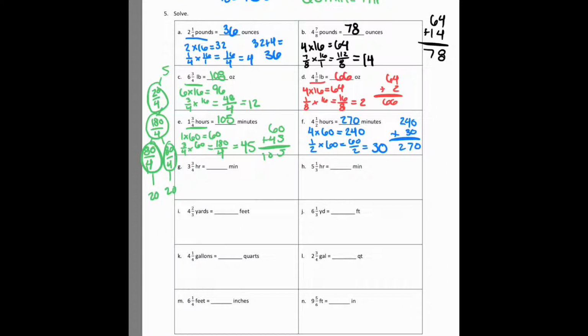Okay, let's look at G. We have 3 3/4 hours is equal to how many minutes? Well, I'm going to say 3 times 60, which is 180. Say 3/4 times 60, which is 180 fourths, which we already figured out in the last one was 45, or on E part if you look up there, so we don't have to do all that work again. And we say 180 plus 45 will give you 225.